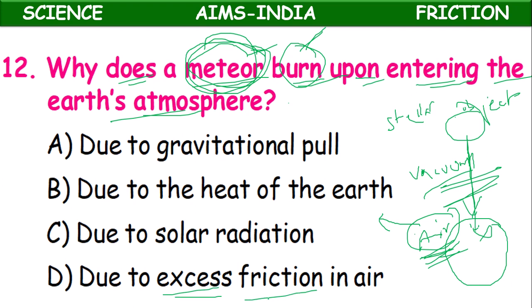So why is the meteor burning? Because of excess friction in air. Due to that, it is burning.